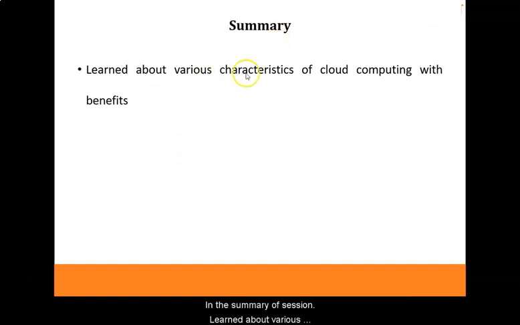In the summary of the session, we learned about various characteristics of cloud computing with benefits.